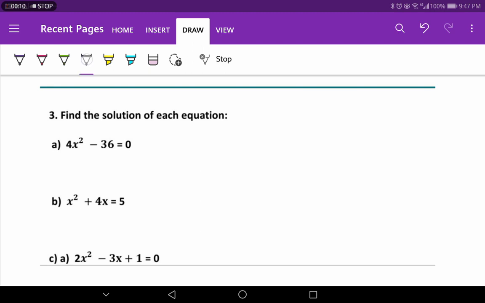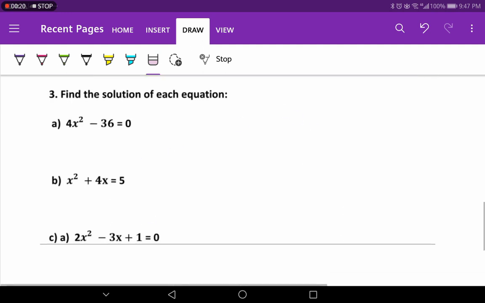Now we reach, my dear student, to 4.1 with solving quadratic function. Here he asked me to solve the quadratic function without graphing, without anything. He asked me to find the solution of each equation. What you have to know, solution means the value of x that makes the left side equal the right side.